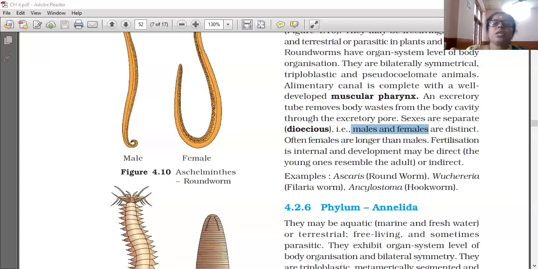Branched gastrovascular cavity, pharynx, and mouth and anus are one only. So it is an incomplete alimentary canal, with only a single opening which acts as mouth and anus. This is asked many times. Phylum Platyhelminthes is the best example of an incomplete alimentary canal. What is the meaning of incomplete alimentary canal? Only one opening is present.